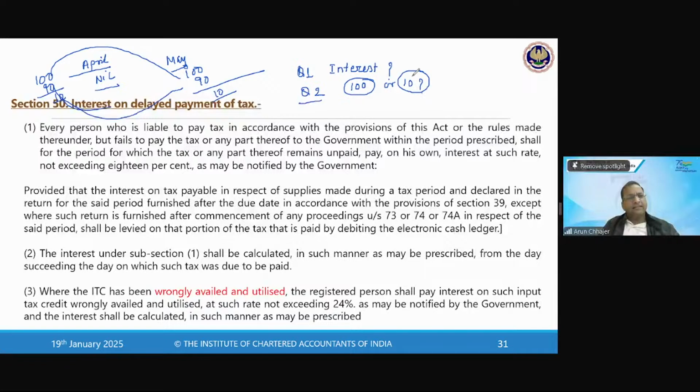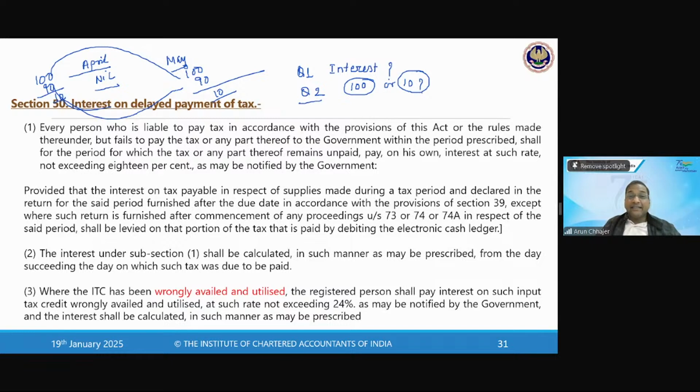Why 100? Gyanendra, Hemant, why you are saying 100? Why not 10? Sir, he has not paid in the month, for the month of April. Absolutely correct. Very nice. Very nice, beta.